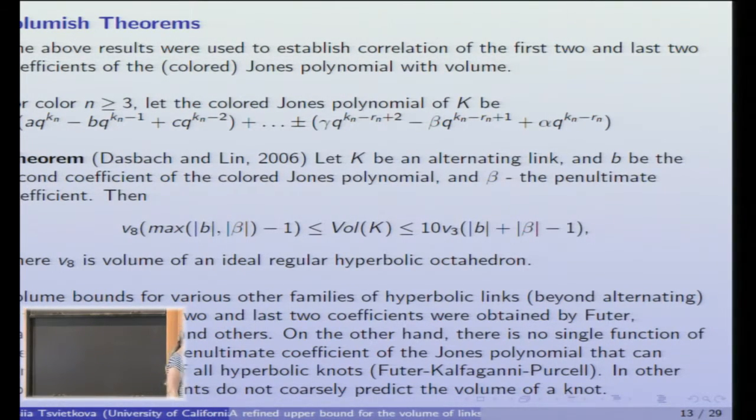And once again, volume bounds for various other families of hyperbolic links beyond alternating, in terms of the first two and last two coefficients, were obtained by David, Jessica, and Efi Kalfagianni, and also others. I think there was Efi's student who worked on that, and so several. They all involve the first two and last two coefficients. On the other hand, what I also learned is that Efi, Dave, and Jessica showed that the second and the penultimate coefficient, in a way, do not determine the volume.